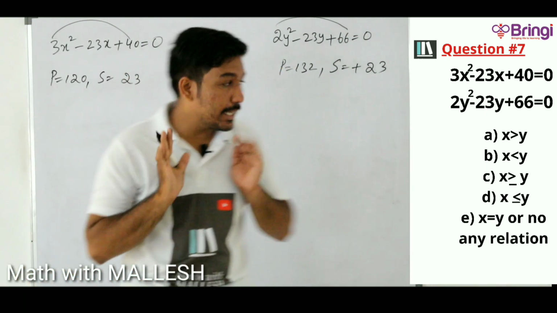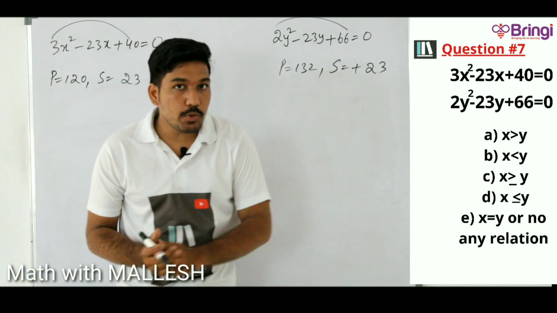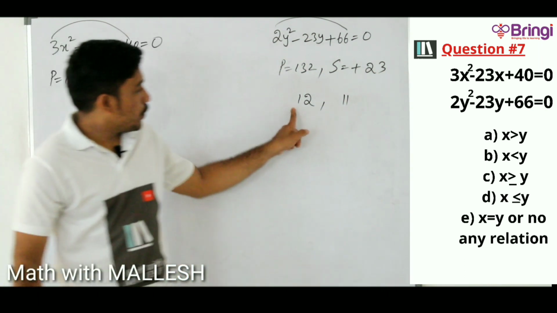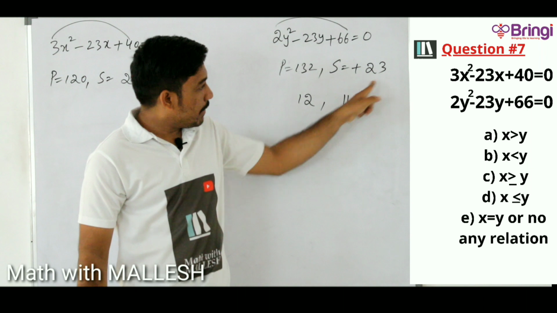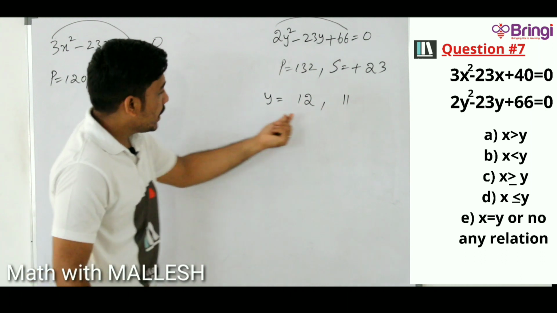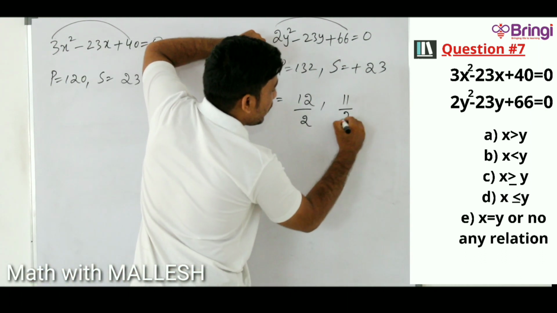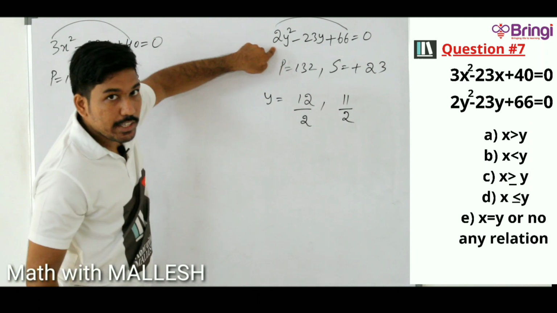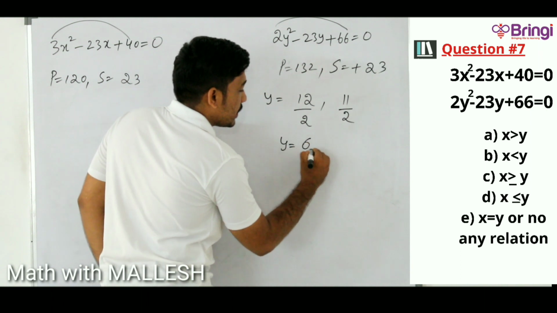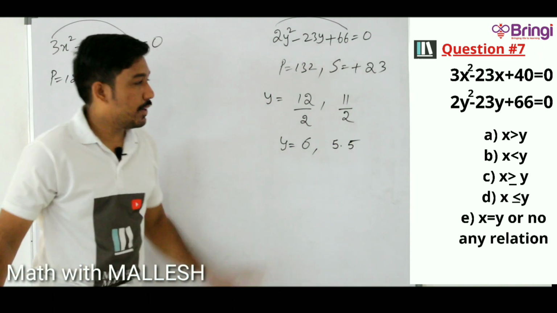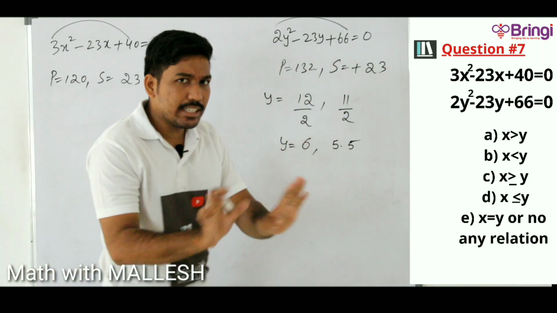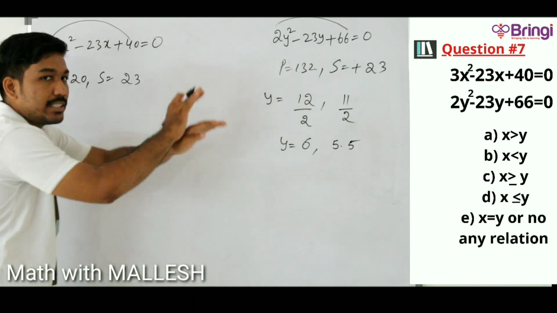Clear? Now product 132, sum 23. I think 12 comma 11 are the options. 12 elevens are 132, perfect, and 12 plus 11 is 23. But what we have to do when a coefficient is there: 12 by 2 and 11 by 2. What is the y coefficient? Take 2 and divide the two numbers. So y is equal to 6 comma 5.5. So y is completed. We did not add much information, just product, sum and divide. That's it. Simple, one to two steps. On that side everything is clear.